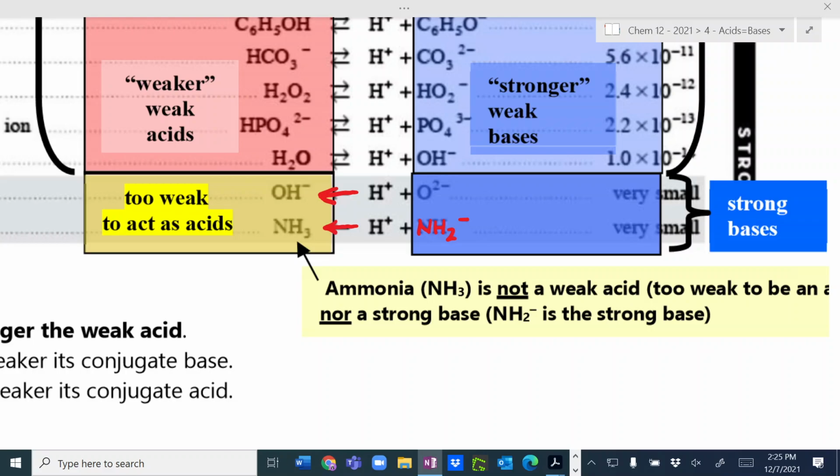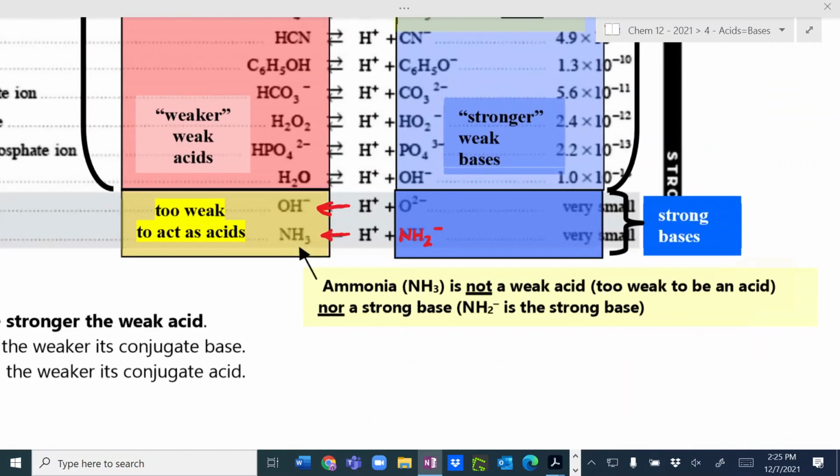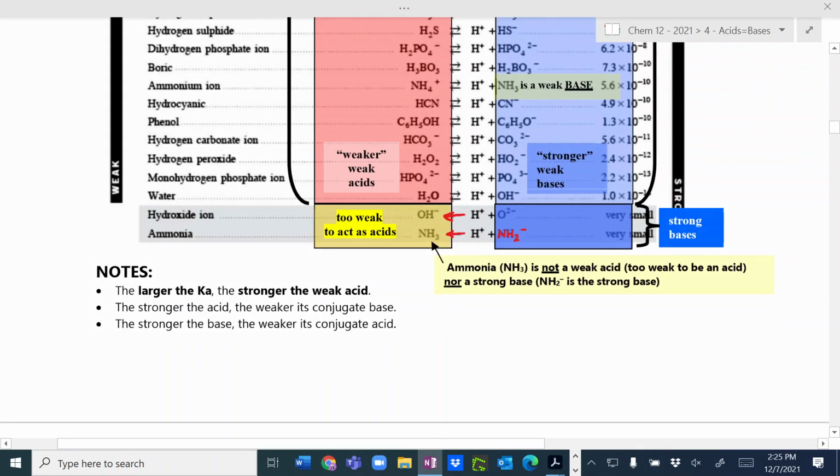You will sometimes be asked, is ammonia a strong acid, a strong base, a weak acid, a weak base? And people get confused by ammonia because it is here, and they see that it is in this sort of gray zone, yes? This gray zone at the bottom is the home of the strong bases. However, the strong bases are not here. Those are the conjugate acids of the strong bases, and they are too weak to act as acids. So ammonia is not a weak acid, even though it is on the acid side of the table.